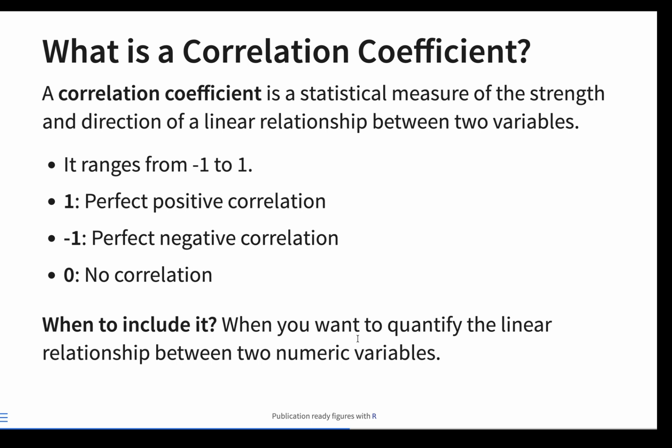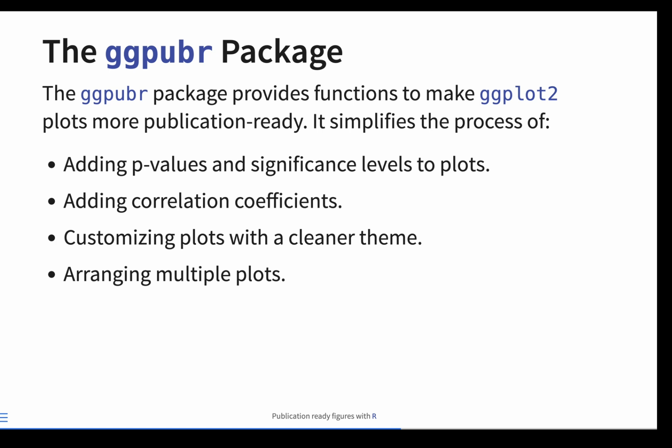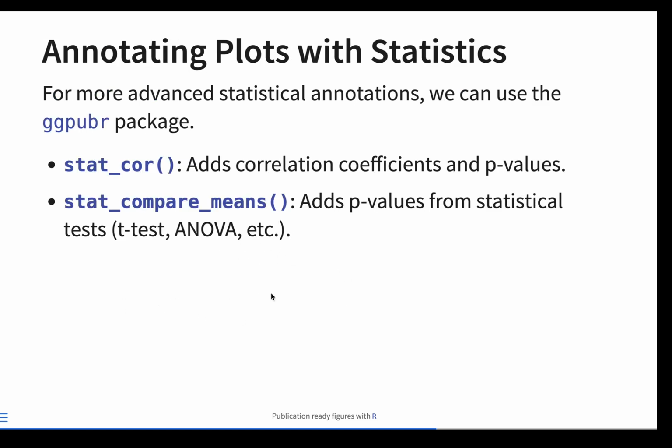You want to show or include this when you want to quantify the linear relationship between two numeric variables. To include this, we could use a package called ggpubr, which stands for ggplot publication ready R or something like this. It provides wrappers around ggplot to make publication-ready figures. With this, you could add the p-values and the correlation coefficient, you could customize the plots with cleaner themes, and arrange multiple plots as well.